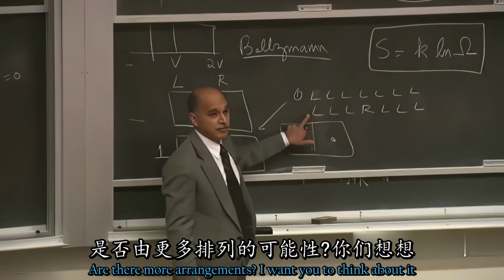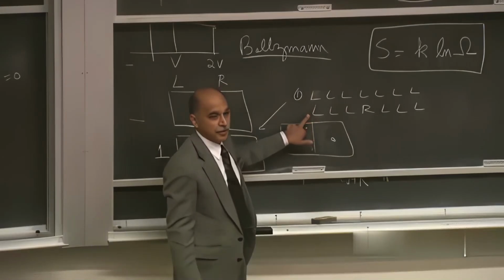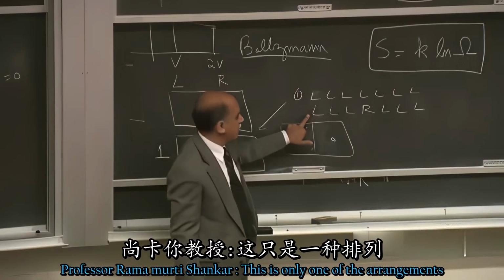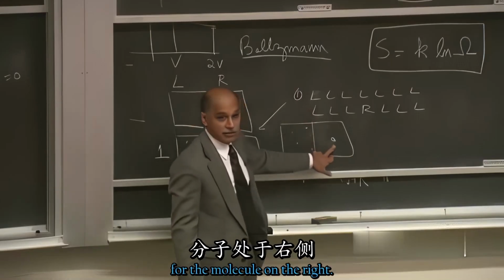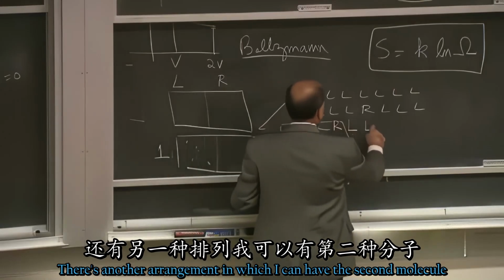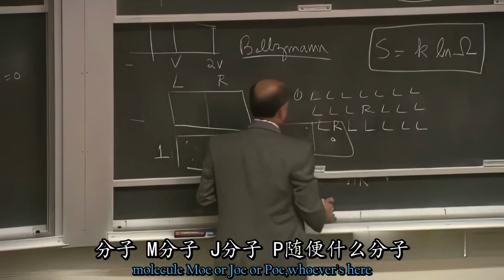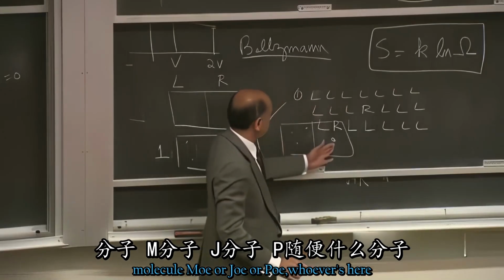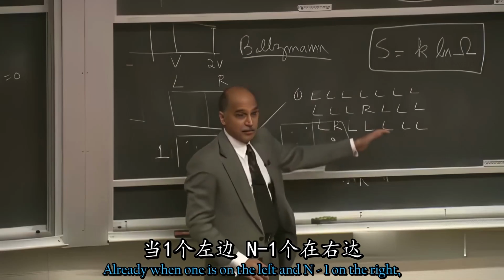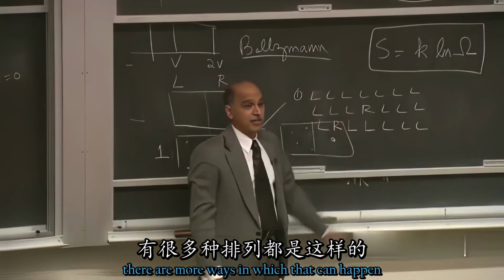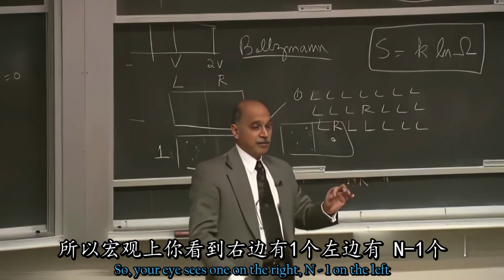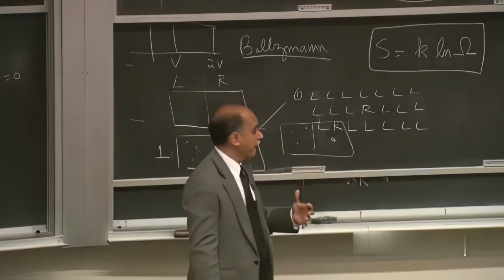I want you to think about it. This is only one of the arrangements for the molecule on the right. There's another arrangement in which I can have the second molecule. Mo or Joe or Po, whoever's here, you can pick them in n ways. Already when one is on the right, n minus 1 are on the left, there are more ways in which that can happen. So your eye sees 1 on the right, n minus 1 on the left, but there are n ways in which that can happen.